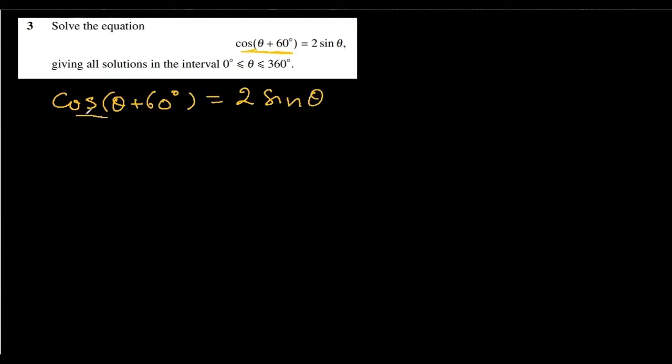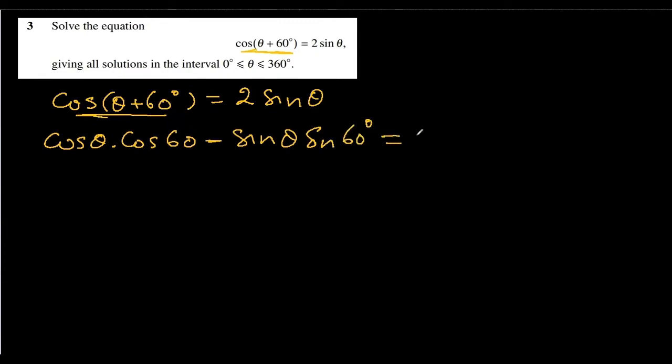In question 3, we have to solve this straightforward equation. That means we have to find the value of theta. Only challenge will be that this is a compound angle that we have to expand. So cos of theta plus 60 degrees equal to 2 sine theta. Let's open this compound angle. So it will be cos theta cos 60 minus sine theta sine 60 equal to 2 sine theta.